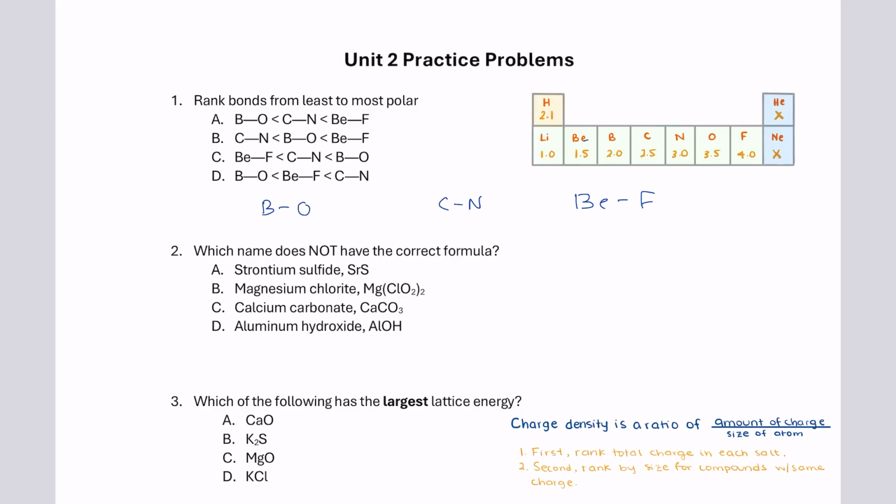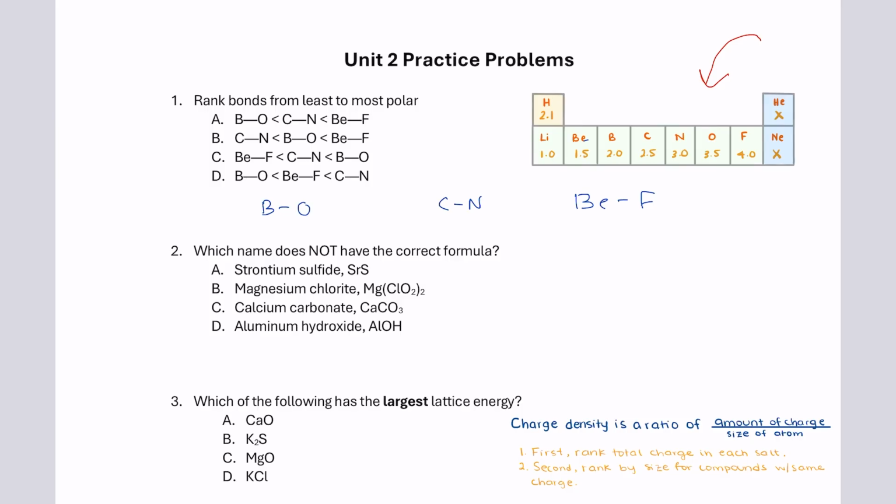A bond with a very small or zero electronegativity difference is considered nonpolar, while a bond with a large electronegativity difference is highly polar, meaning that the electrons are more strongly pulled towards the more electronegative atom. So to solve this problem, we just need to calculate the electronegativity difference for each bond and then rank them accordingly. Here we see a table of the electronegativity values for elements in period 1 and 2.